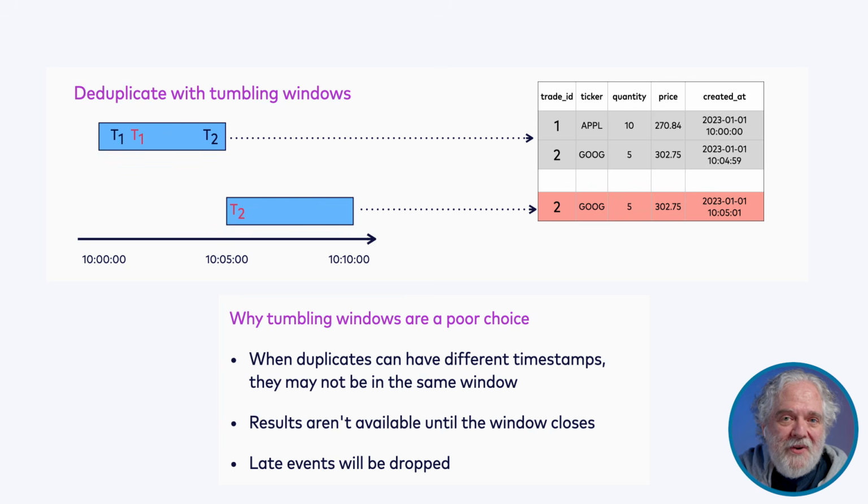Exactly. And that's not the only problem. With windowing, you also have to wait for the end of the window before you see any results at all. And given the nature of how watermarks work, especially in Flink SQL, the late events are going to be dropped. So all around, this is not a great solution.